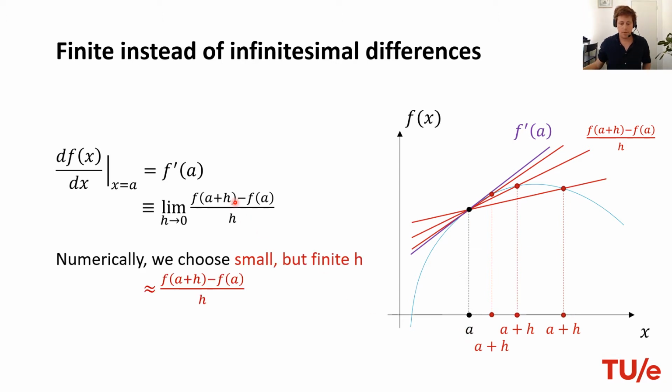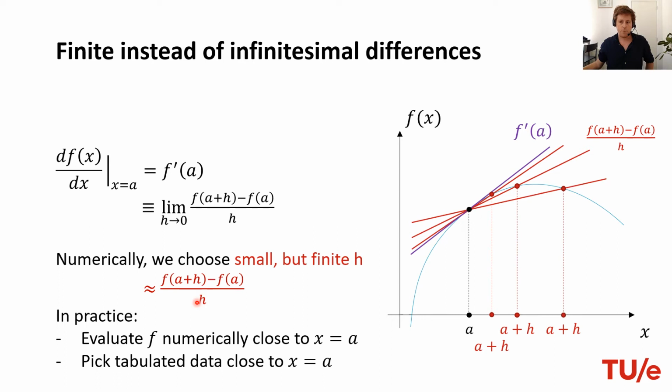Now, numerically, we cannot really deal with this limit process of taking h arbitrarily small, but instead we choose a small but finite h. So we take h quite small, such that this line approximates the purple line closely, but we still have to take it as a finite value, because otherwise we end up with dividing 0 by 0. And that's obviously not defined.